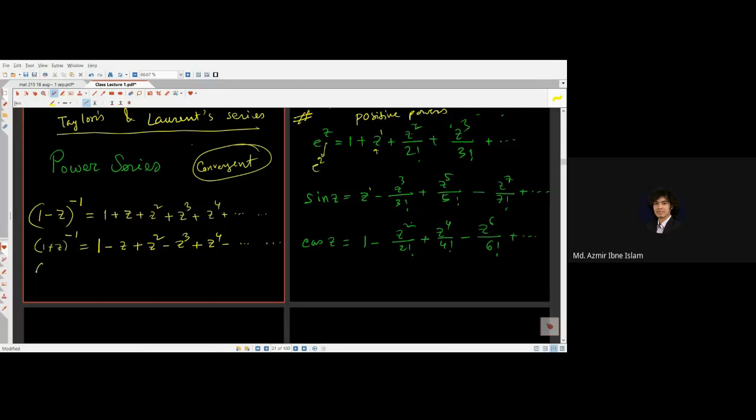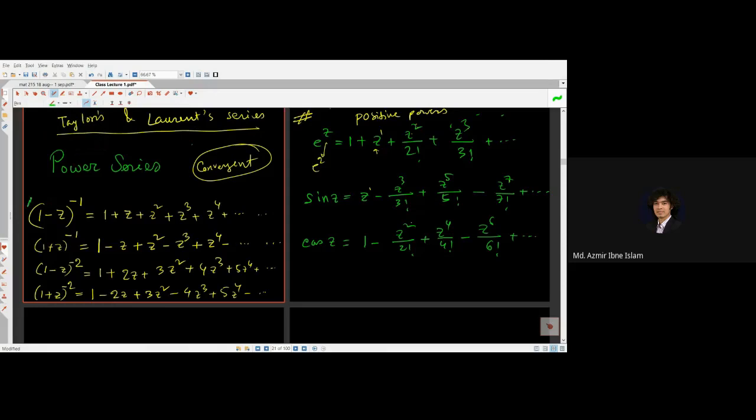At the same time, if we have (1 minus z) power negative 2, it will be 1 plus 2z plus 3z squared plus 4z cube plus 5z to the power 4, plus up to infinity. If we have (1 plus z) power negative 2, it will be 1 minus 2z plus 3z squared minus 4z cube plus 5z power 4, minus up to infinity.